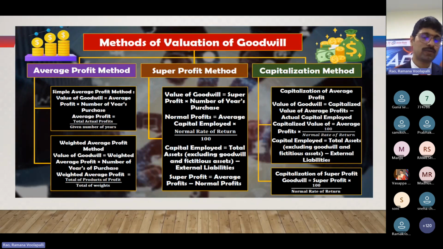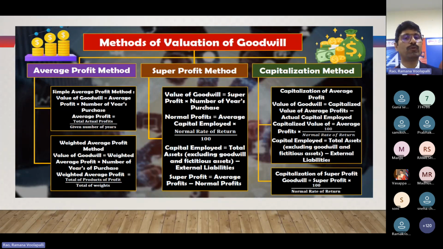So let us try to understand the second method, super profit method. Value of goodwill in this case is super profit into number of years of purchase. So what is super profit? We will try to make it out. Normal profit is equal to average capital employed into normal rate of return by 100. That is what the normal profit is.